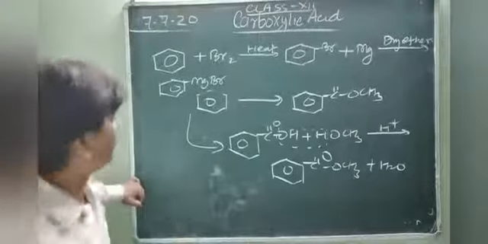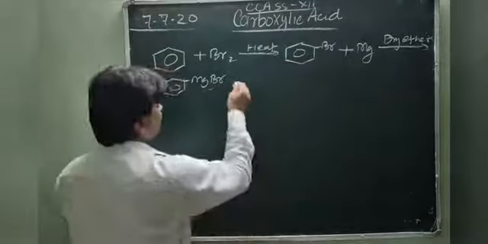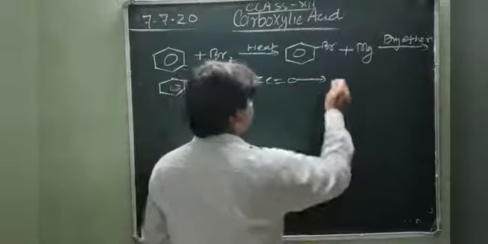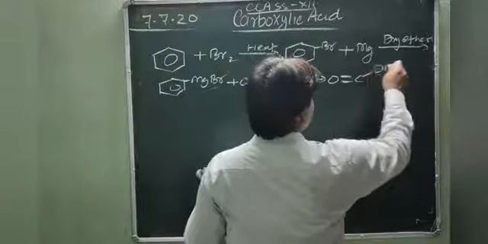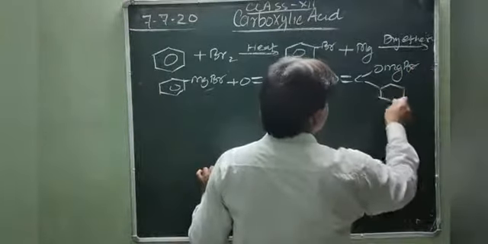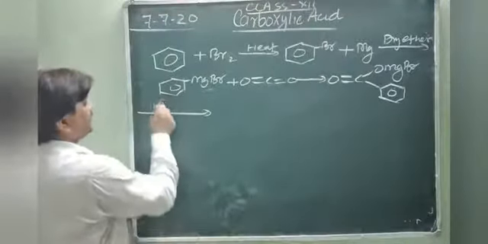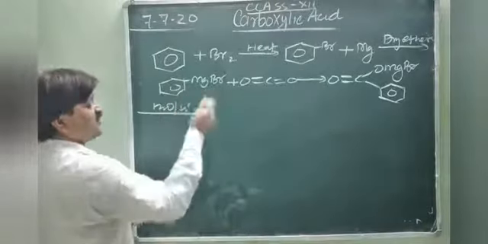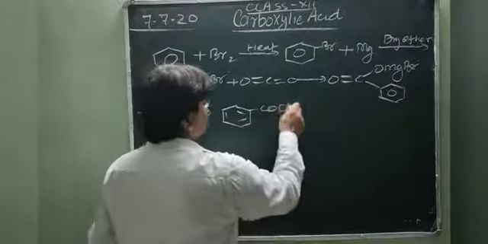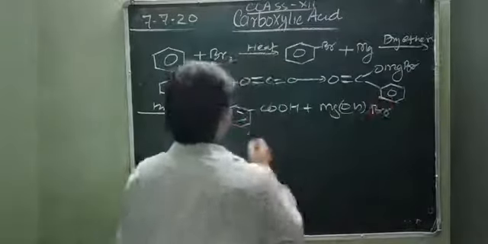This is called the Grignard reagent. Now this Grignard reagent is treated with carbon dioxide. So formation of C6H5COOMgBr. And now hydrolysis, this is H2O which converts into H plus and OH minus. It gives the benzoic acid, plus Mg(OH)Br.